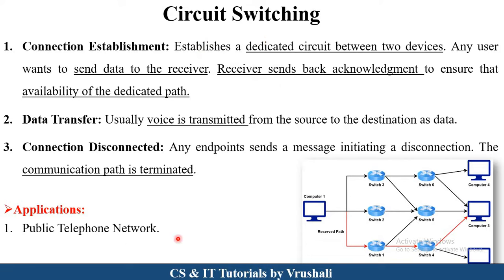For example, person 1 and person 2. Person 1 calls person 2 and if person 2 is busy on another call, they give the message that the call is busy, you can try after some time. But if the call is not busy, then a connection is established between person 1 and person 2 and then they share the information. So this is the concept of circuit switching.